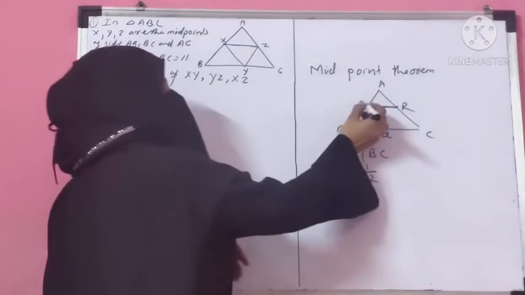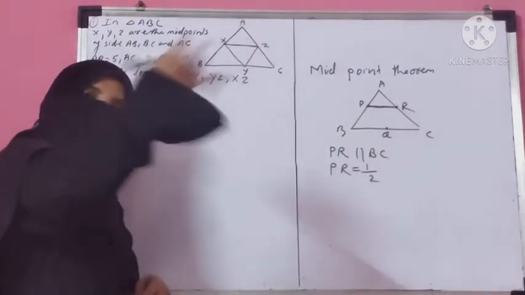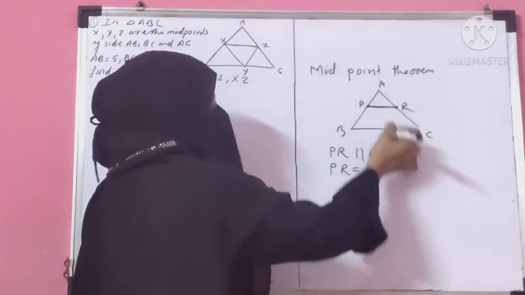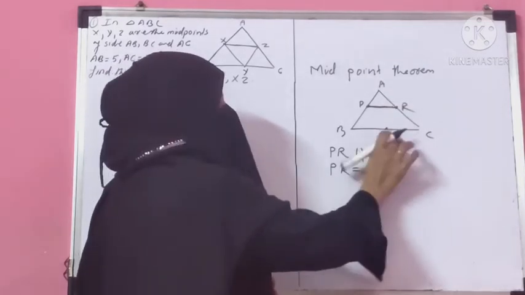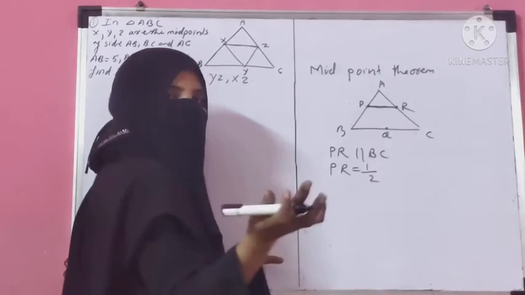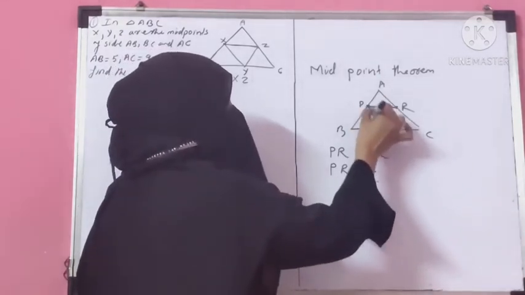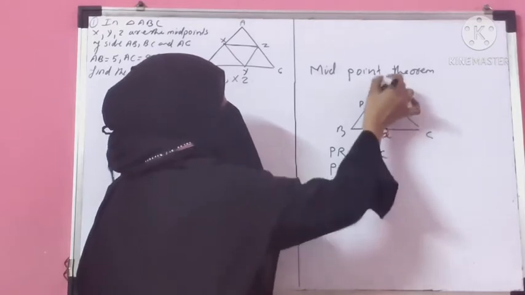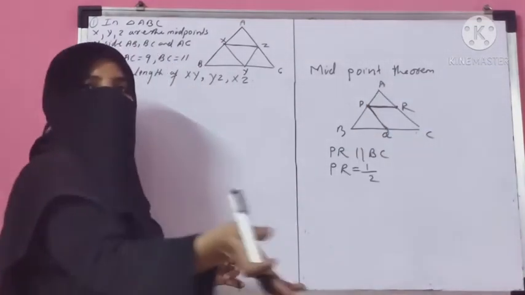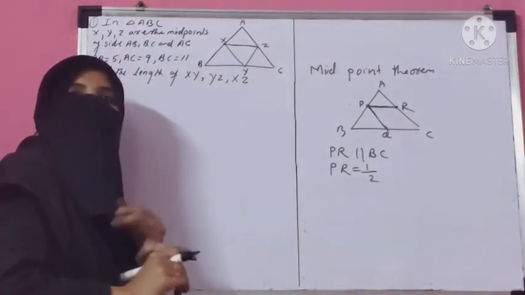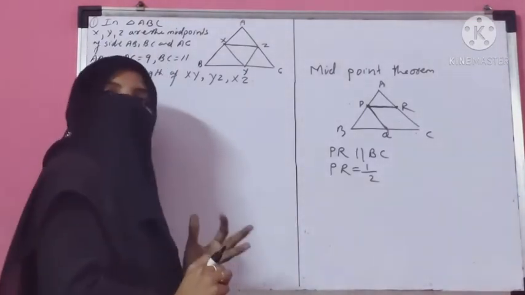The segment which joins the midpoint is parallel to the opposite side. The segment which joins the midpoint is half of the opposite side and is parallel to the opposite side. Similarly, PQ is the segment which joins the midpoint. So PQ is half of AC, that means the opposite side, and PQ is parallel to AC. Remember this concept. This is the midpoint theorem.